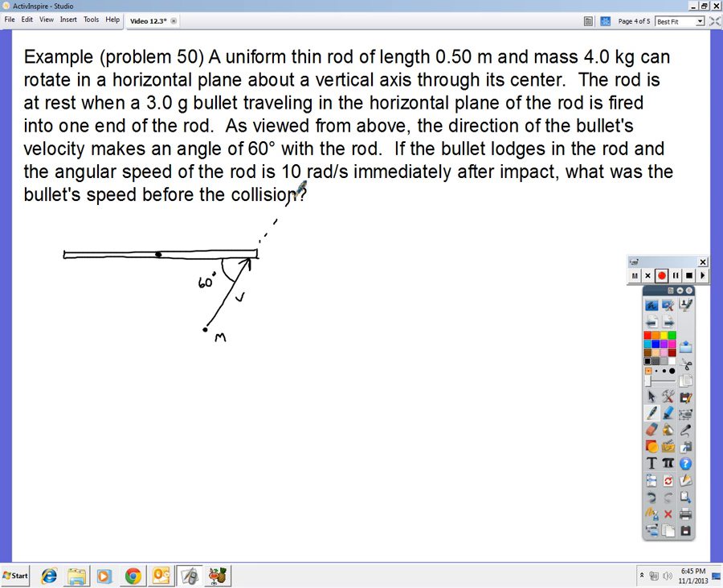And we're told that after the collision, the rod-bullet system is rotating with a speed of 10 radians per second. And we want to use that to find out what the original speed of the bullet was. Now we're going to use conservation of momentum because there's no torque about that pivot. But because there will be a force at that pivot, we're going to have to use that pivot as the point about which angular momentum is conserved.